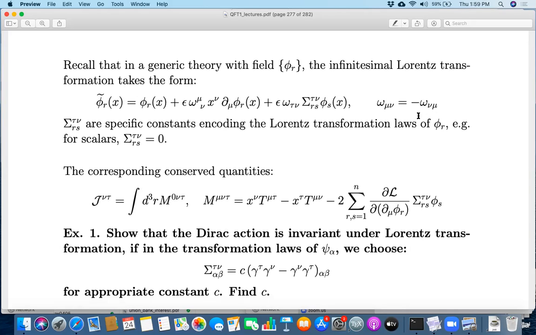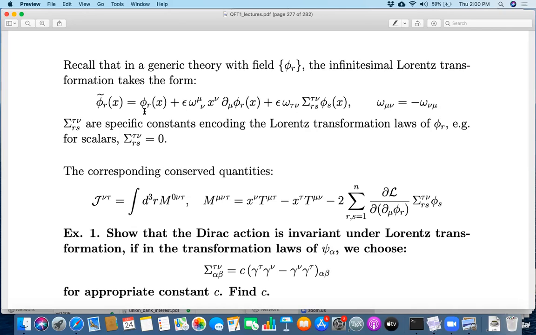of phi r. In particular, if you are dealing with scalars, then these are just 0, because for the scalars, this is the full transformation law. For vectors, you can find what these are. And our goal will be to understand what these are for the Dirac scalars, for the Dirac fields.